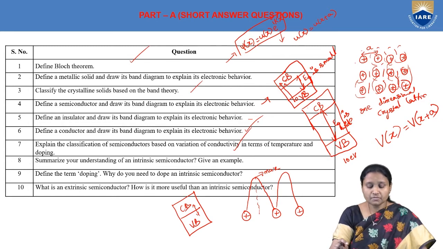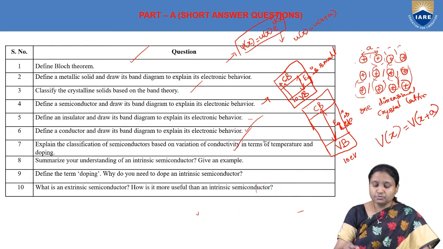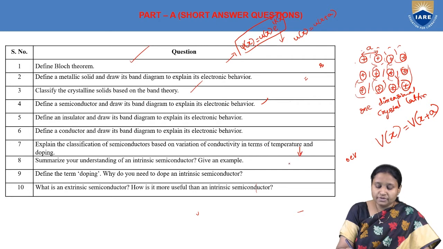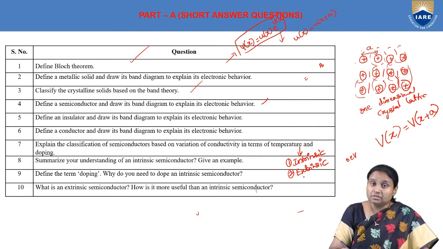Next one is: explain the classification of semiconductors based on variation of conductivity in terms of temperature and doping. Coming to semiconductors, basically they are of two types: intrinsic semiconductors and extrinsic semiconductors. In intrinsic semiconductors, we increase their conductivity by going to high temperatures. But in extrinsic semiconductors, even at low temperatures, intrinsic semiconductors are made conductors. How? By adding different dopants.